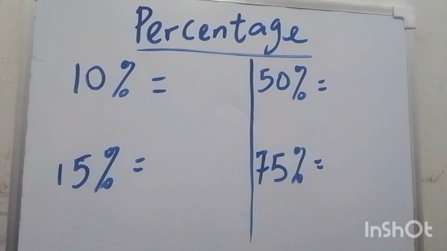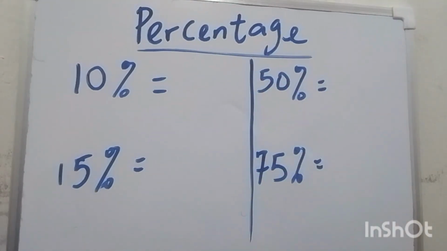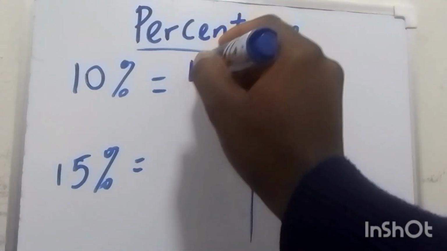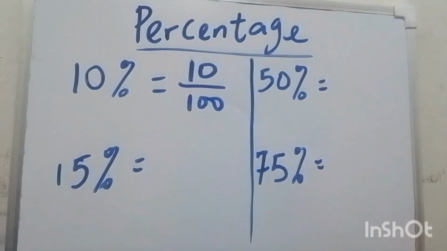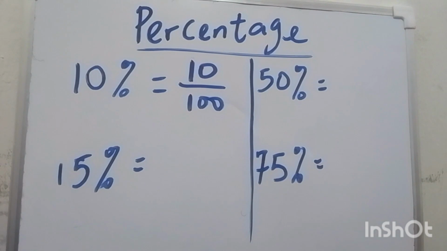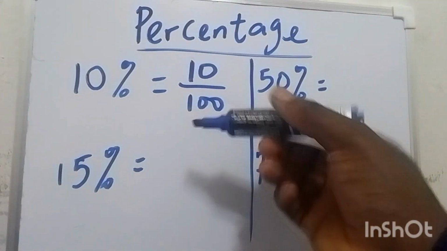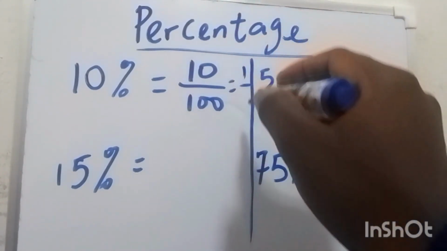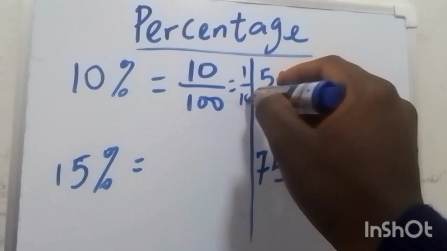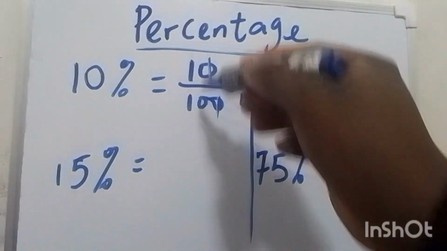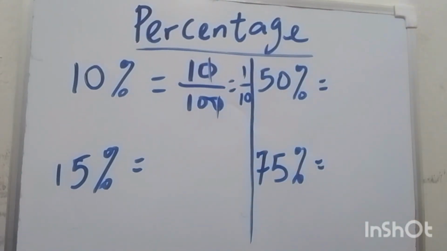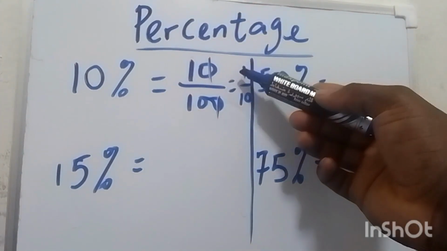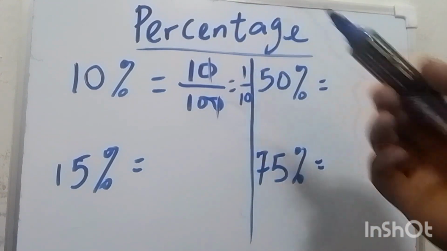For example, just imagine that you score 10% in a test or 10% in an exam, which simply means you score 10 over 100. At the same time, you can break this down by saying 10 divided by 10 gives you 1, and 100 divided by 10 gives you 10. Or you can just cancel one of the zeros to give you 1 over 10.